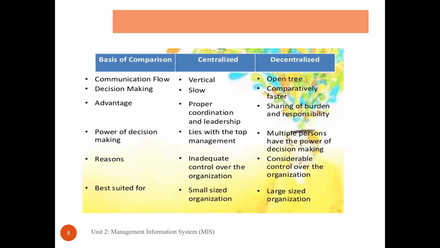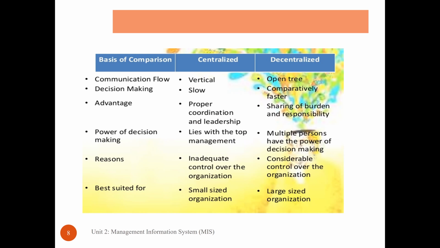The next one is the basic comparison. Here you can get clear on the centralized and decentralized concepts. First, communication flow: in a centralized organization it is vertical, and in a decentralized one it is an open tree, so you can imagine decentralized working with layers. Decision making is slow in a centralized organization, because the central person is responsible for taking the decisions and may pass them on slowly. Comparatively, it is faster in a decentralized one, because decisions are made at each level.